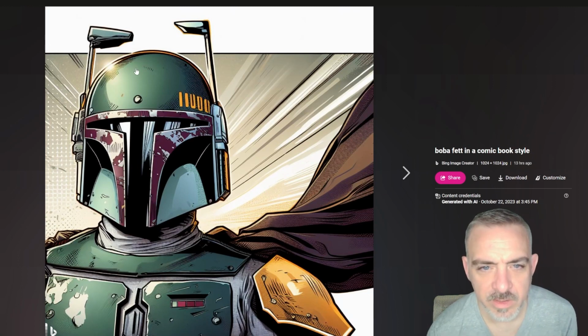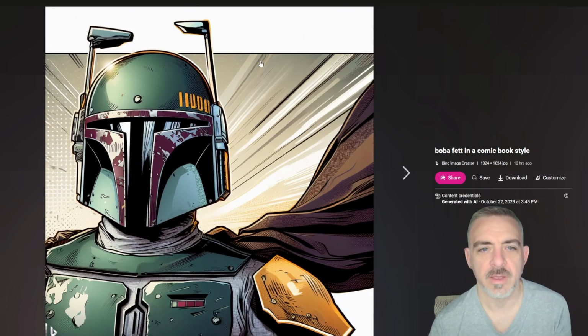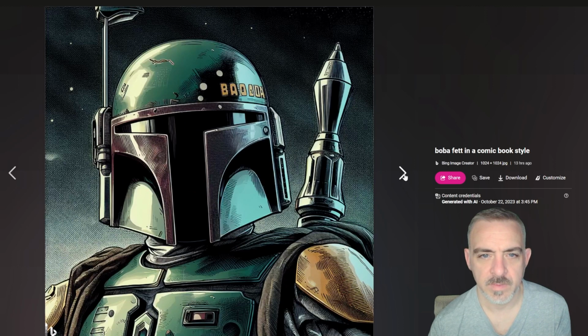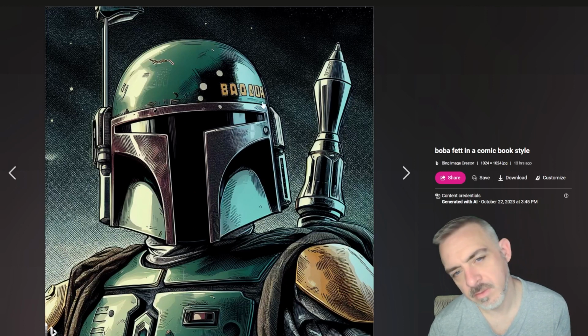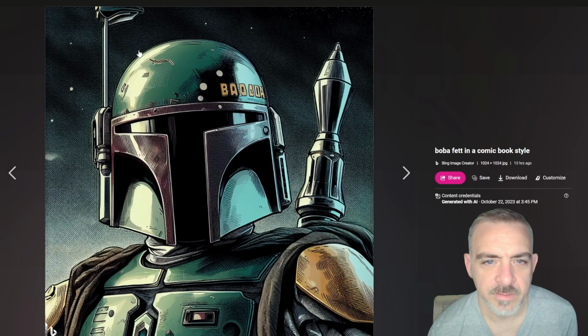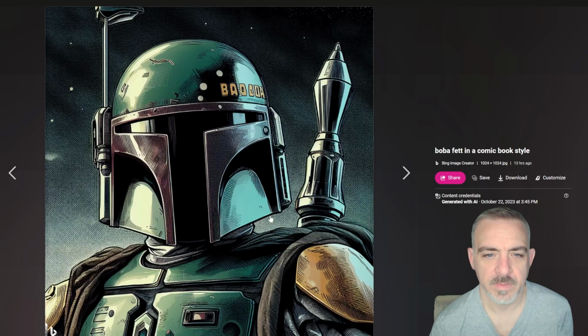It looks like he's missing the little dent on his helmet here. But aside from that, this is not a bad looking image. It does sort of have the two antenna things going on here. This one's a little better. I'm not sure what this writing is supposed to be. It's also missing the dent in the helmet. I like the line work though. This is a really good looking image.